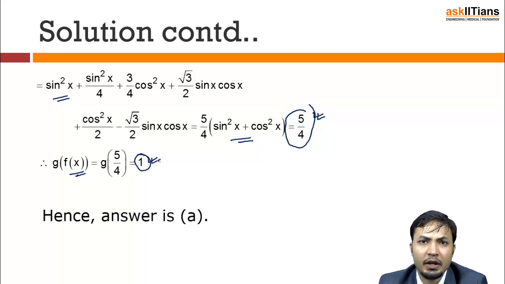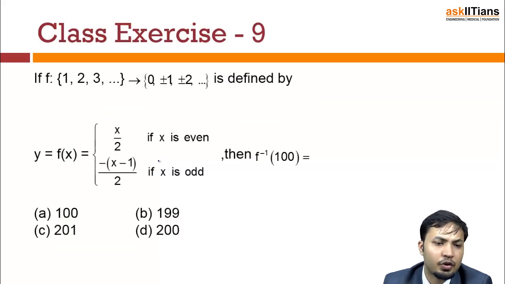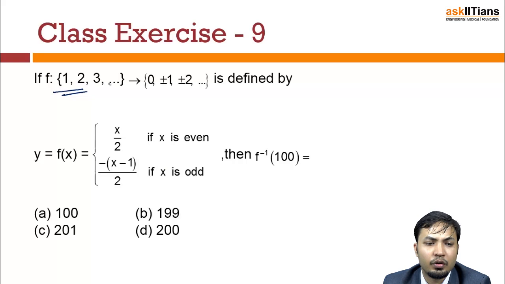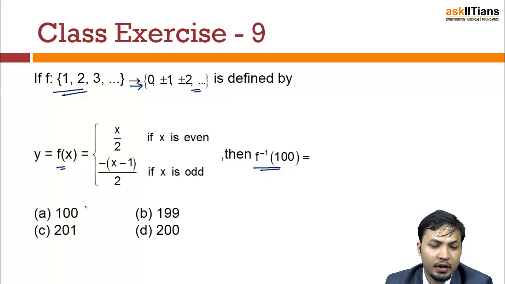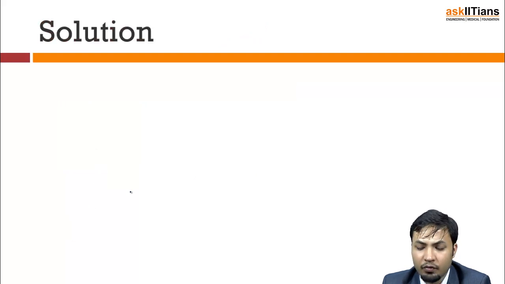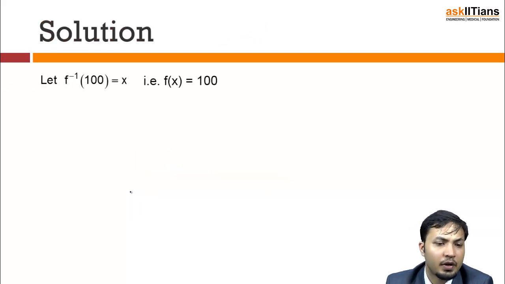Now let's move on. In the next question it says that if f is defined on the natural numbers 1, 2, 3 and so on, which belongs to that set with 0, plus minus 1 in this form continuing, it is defined by y is equal to f(x) for the given condition, then f inverse of 100 is equal to what? These are the 4 options. Again we follow the same procedure of solving.